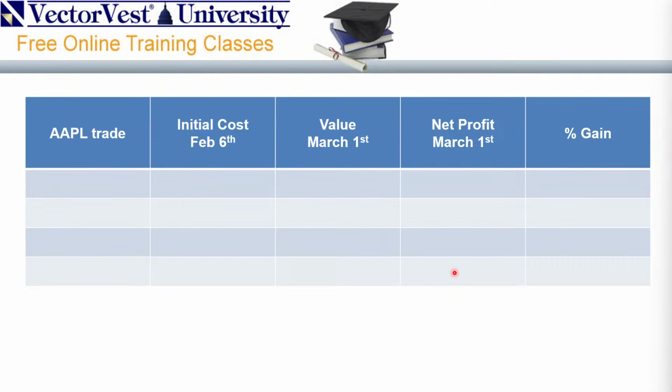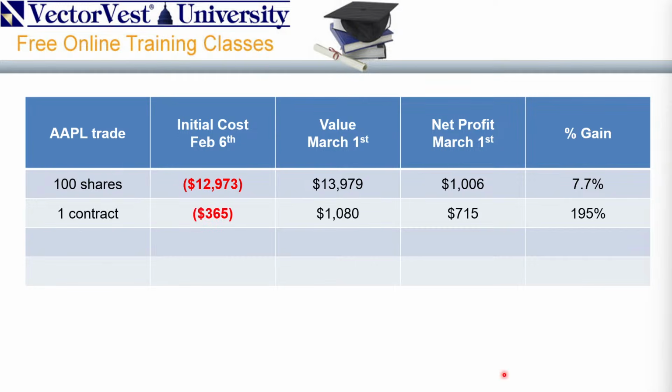Let's fill in this table. The first row is if you bought 100 shares of Apple. It would have cost you $12,973. A month later, it was worth $13,000 and change. You profited $1,000, 7.7%. But let's take a look at the option. If you did that one contract, like we said a moment ago, it was $365. That's how much it cost you.